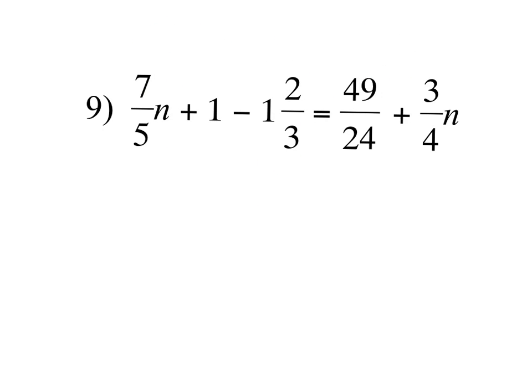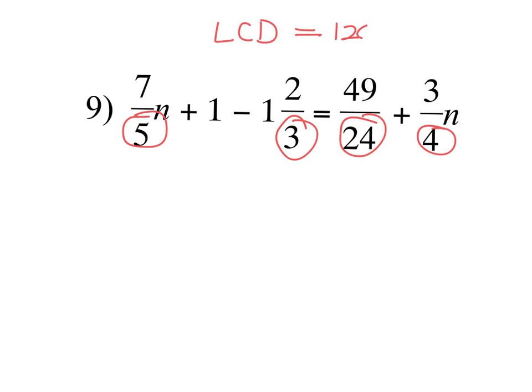When I take a look at this one, it really looks like a nightmare with 7/5, 1 and 2/3. I have a mixed number in there, a denominator of 24. Okay, so trying to think of a better way to do this. A trick to do this is to find the lowest common denominator of all of the fractions. So the denominators are 5, 3, 24, and 4. So the lowest common number, which is divisible by those numbers, is 120.